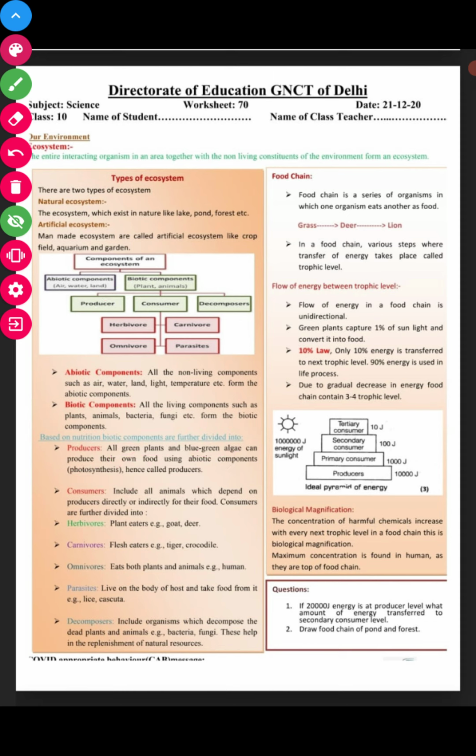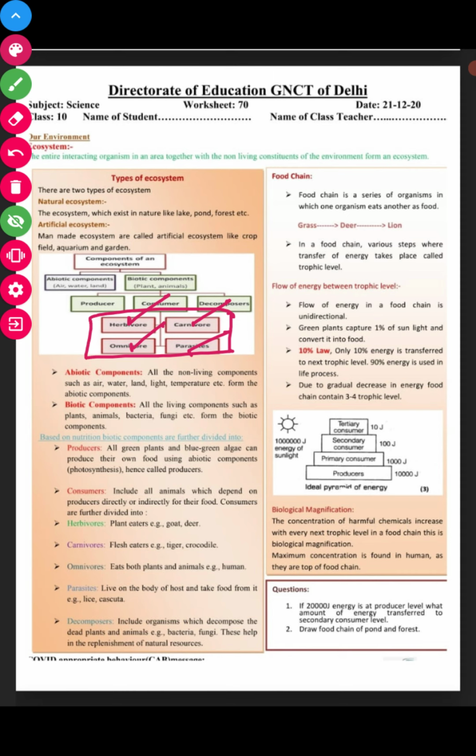Okay, and consumers are those who depend upon the producers. Consumers include all animals which depend upon the producers directly or indirectly for their food. Okay, again these consumers are divided into four parts: herbivorous, omnivorous, carnivorous and parasites.